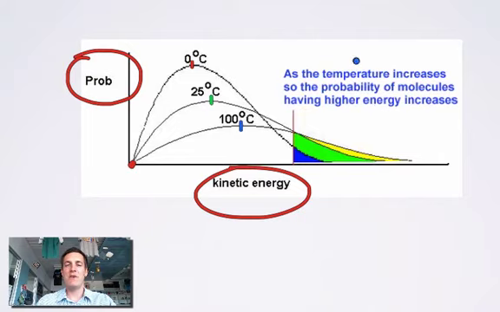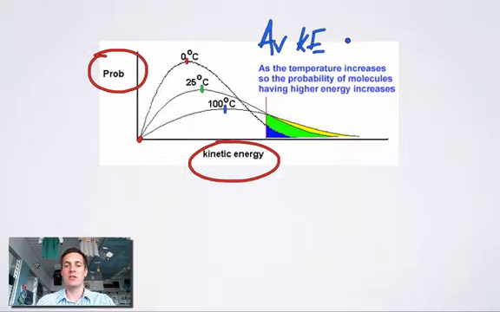All this graph shows is that as the temperature increases, the probability of molecules having higher energy increases. In other words, the average kinetic energy increases as the temperature increases. That's not to say that all particles have more energy when they're hotter. We get some particles that have extreme energies compared to their temperatures, and some that have very, very low energies compared to their temperature. The average is what we are looking for. It's the average that increases as the temperature rises.